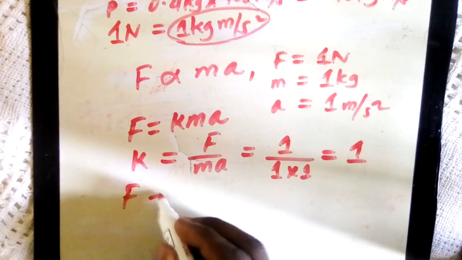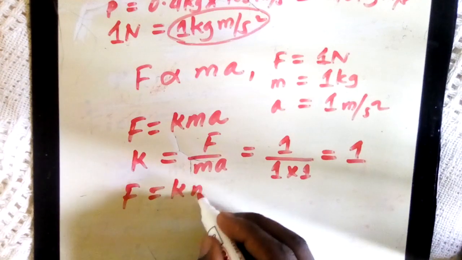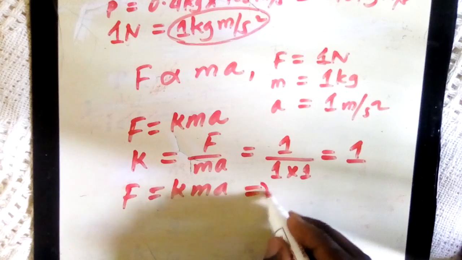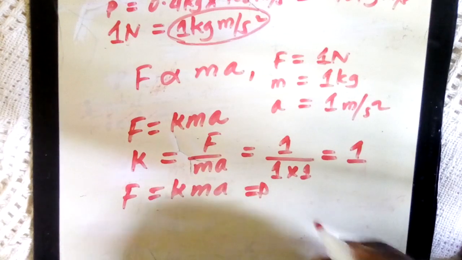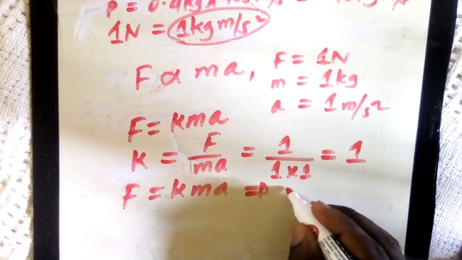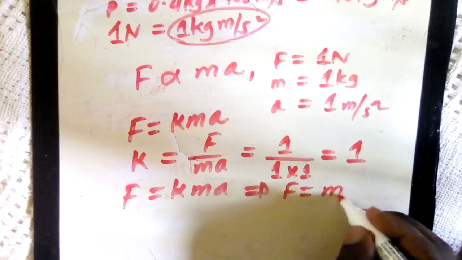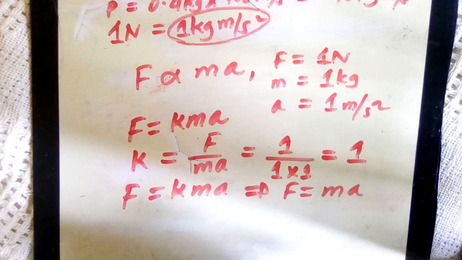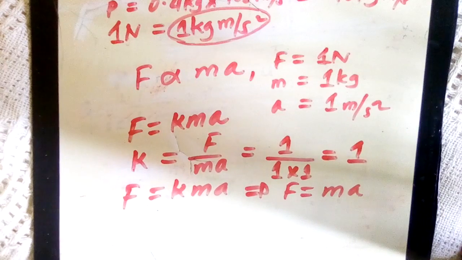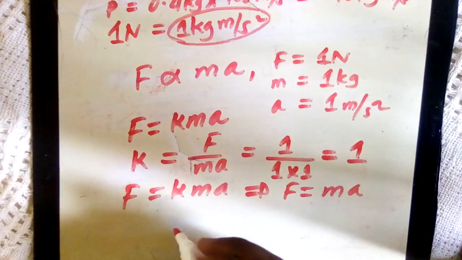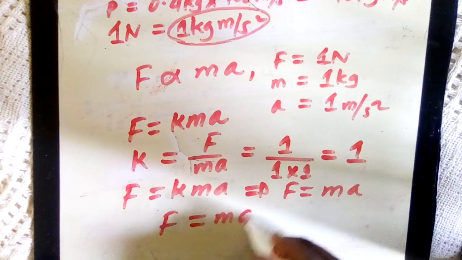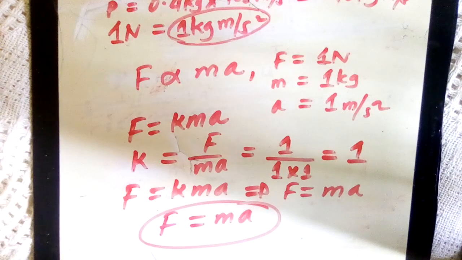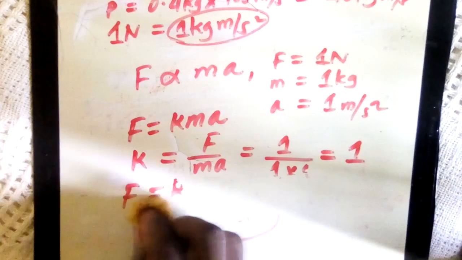So going back to our formula, we have force equal to KMA. So we see that the value of K is definitely 1. So F equals MA, since 1 multiplied by MA is basically MA. So that's why we write this formula as F equal to mass times acceleration. Pretty simple. I think here everything is clear.